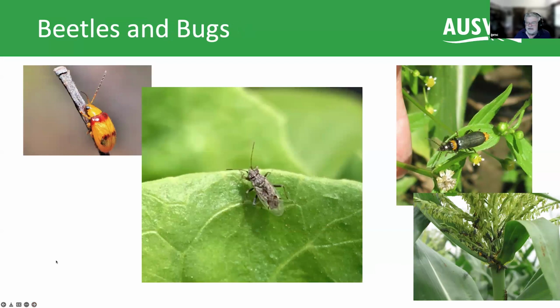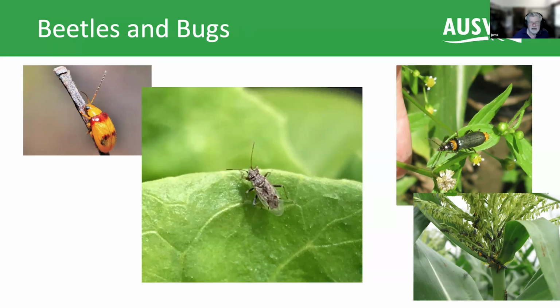A few other pests that you need to be aware of and that need particular responses, so that the monitoring is critical, are the beetles and the bugs. Many beetles, like the red-shouldered beetle on the left-hand side there, aggregate. That means they can come in large numbers, descend on a crop, do a lot of damage, and then move on very quickly.